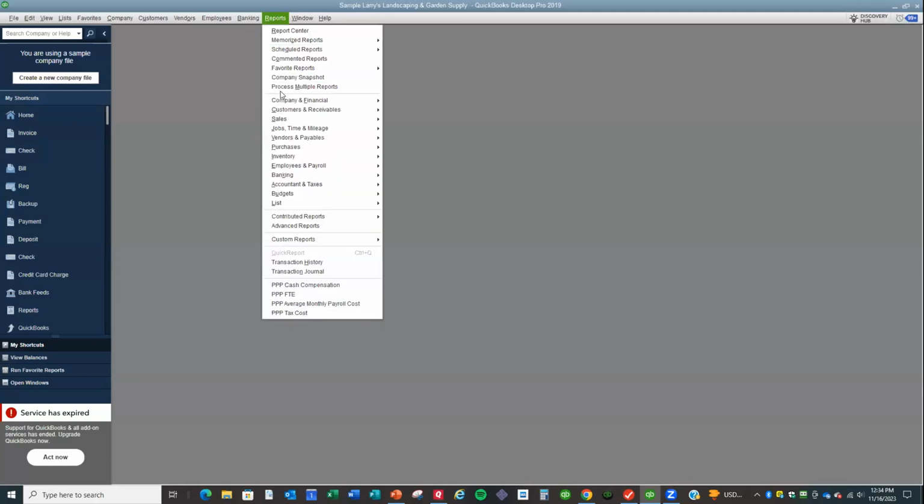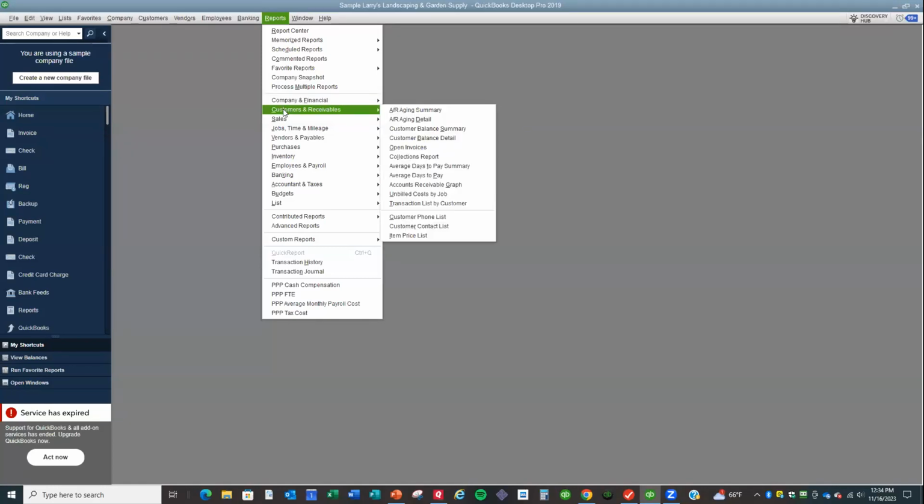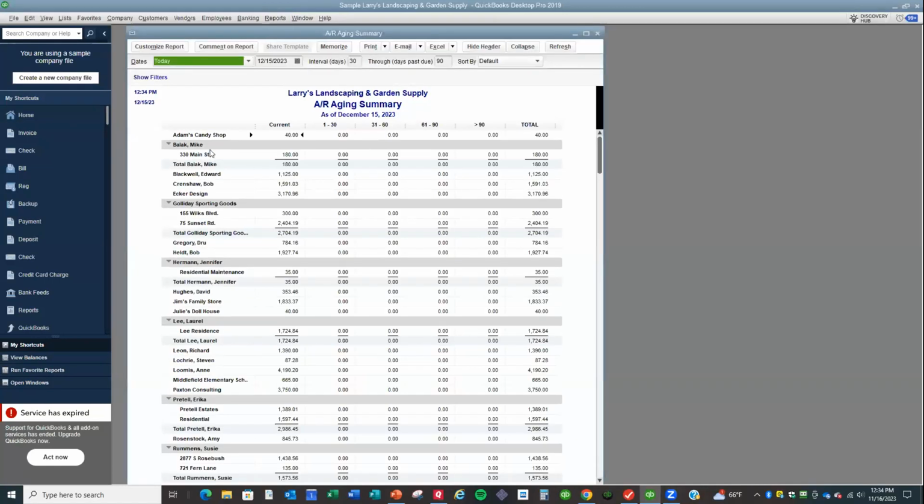Exactly. Okay, so that was the balance sheet. Now we've got some accounts receivable reports under customers and financials. This is a standard one right here, accounts receivable aging. It just shows who your customers are, whether their outstanding bills, or invoices, I should say, are current, whether they're 1 to 30 days old, 31 to 60, and so forth and so on.